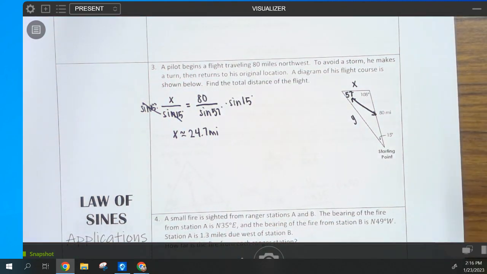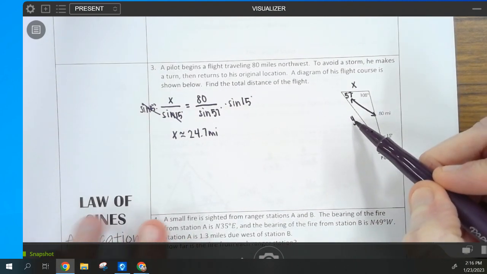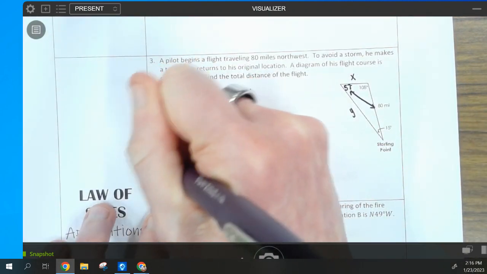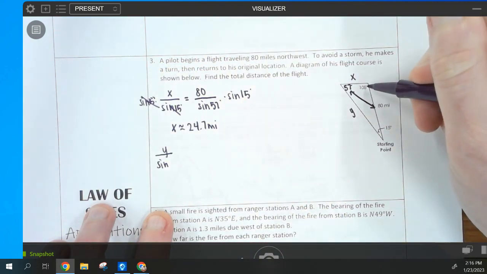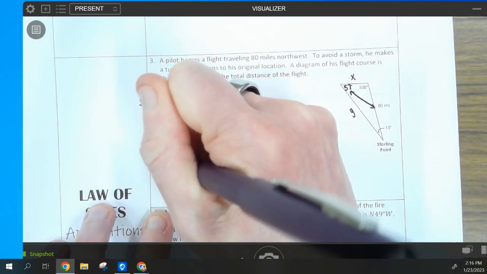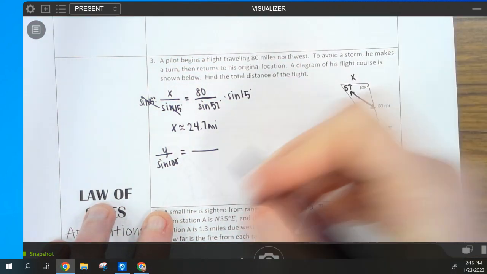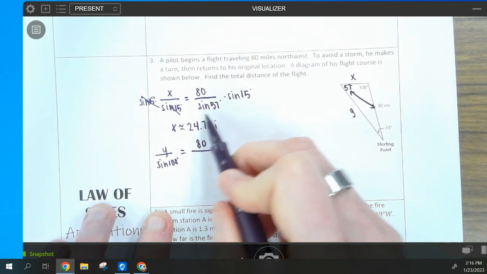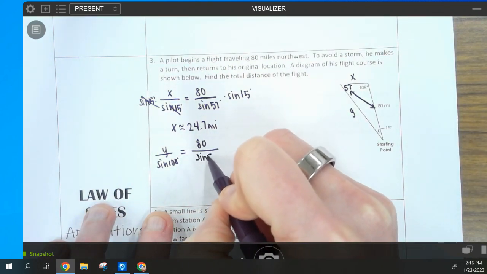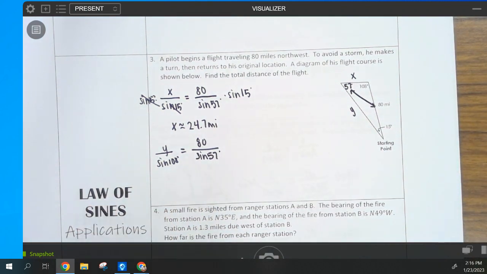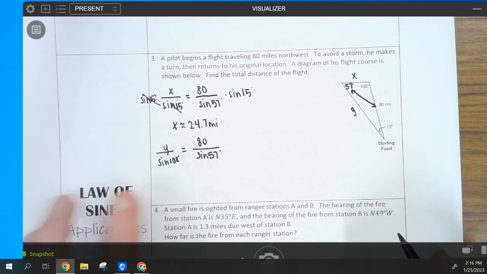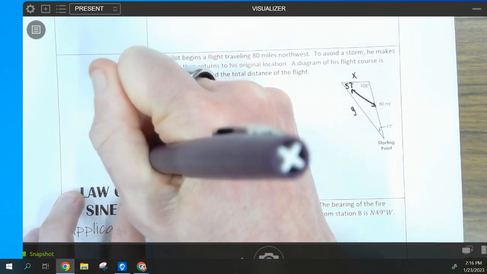Okay, so now if I want the total distance of the flight, I also need to find that value for y. So once again, I'm going to use the law of sines to find that missing length. I'm going to find y divided by the sine of its opposite angle, which was 108 degrees. And then again, I'm going to use that given angle opposite side relationship. So 80 divided by that sine of 57. And again, I can quickly solve for y by multiplying both sides by that sine of 108 degrees.